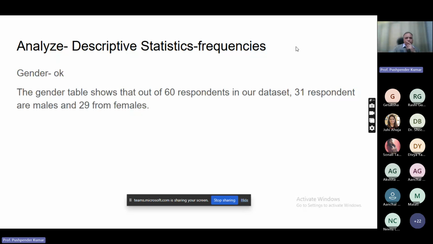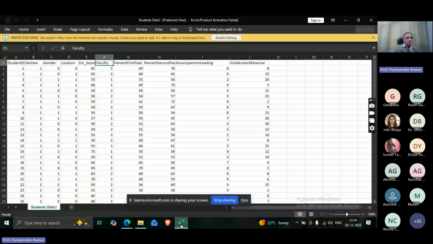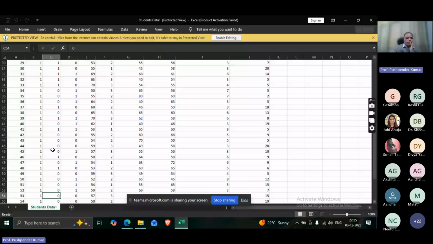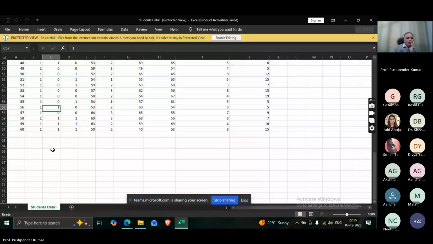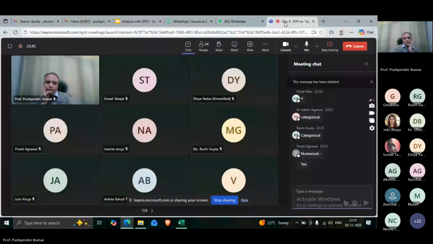Let me show you my data. Okay, here is the data. The total is, as I told you, around 60. How many male and how many female? Which other variable can I take for frequency? Tell me in your chat box, everybody. Please write in your chat box. Besides gender, which other variable can I take for frequency?